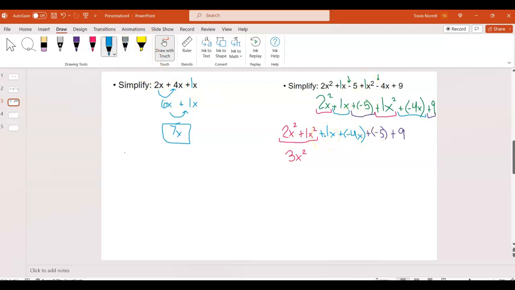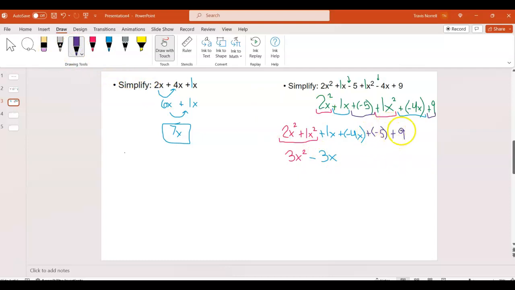We have positive 1x plus negative 4x. Now again, here my signs are different, so I'm going to subtract my numbers and take the sign of the bigger number. 4 is larger than 1, so I'm going to keep the negative sign. So 4 minus 1 is 3, and I'm going to make that a negative. So minus 3, keep the same variable of x. So minus 3x.